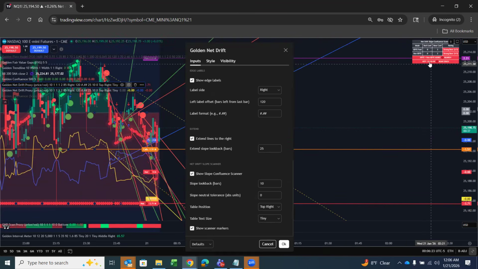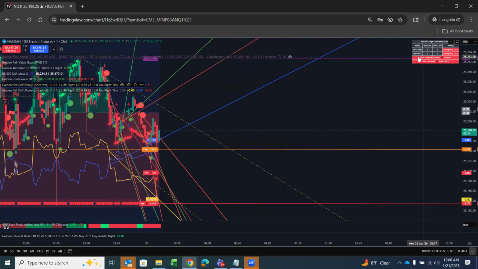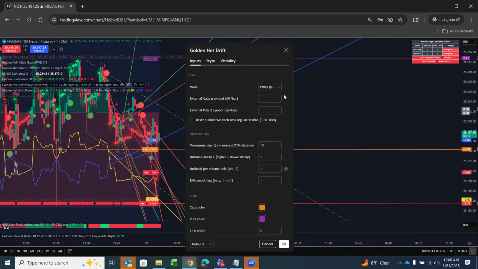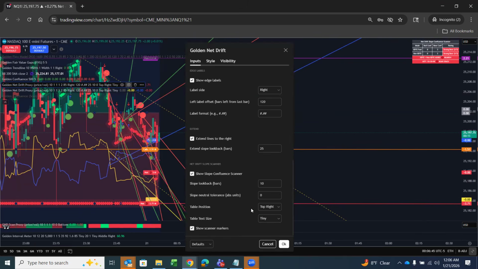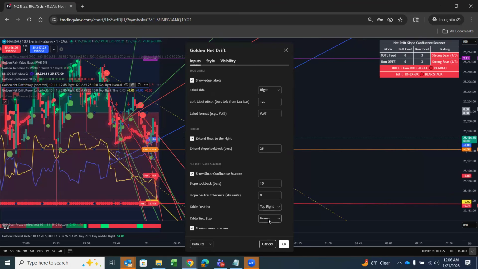So, and below it's going to give you the zero DTE bias, and right here we're giving you the multi-time frame bias in addition to a non-zero DTE bias. Right here, it's checking multi-time frame. So it's a lot built into this scanner. You can also change the size of that table. You can change the location and make it a normal size.